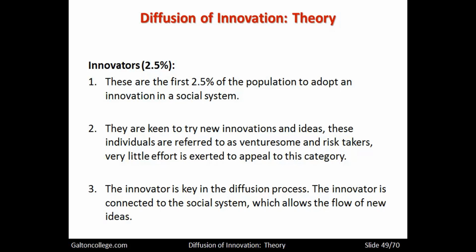So the innovator is a key in the diffusion process. The innovator is connected to the social system, which allows the flow of ideas. The innovators, of course, are part of the social system, but they are keen to adopt new ideas, and they will make every effort to see if there is commercial mileage, if there is potential in the new idea, and try to link that to the social system and get the ideas adopted.